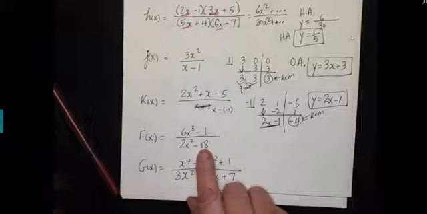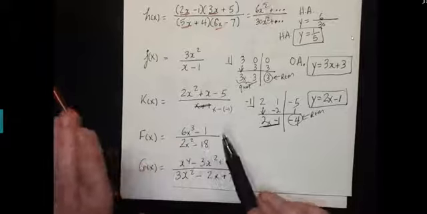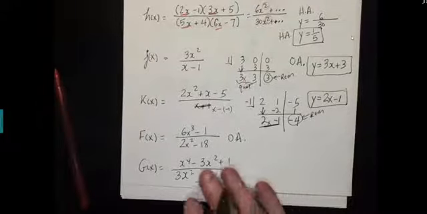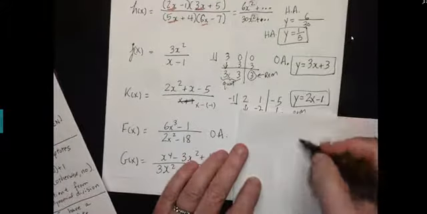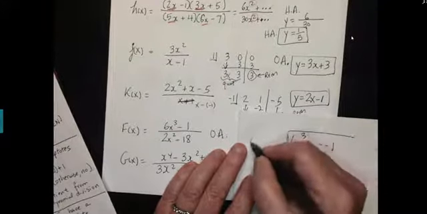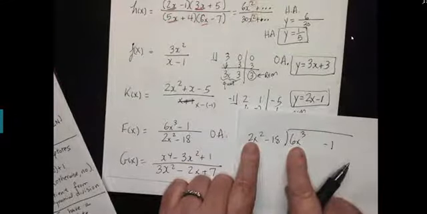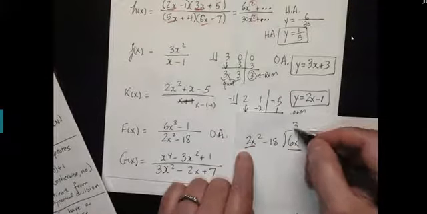All right, what about this one? Well, the degree of the numerator is 1 more than the degree of the denominator. There will be an oblique asymptote. Now, I cannot use synthetic division. So I'm going to have to use old-fashioned long polynomial division. Now look at these two. What do I need to multiply 2x squared by to get 6x cubed? Well, I'm going to need to multiply it by 3x.